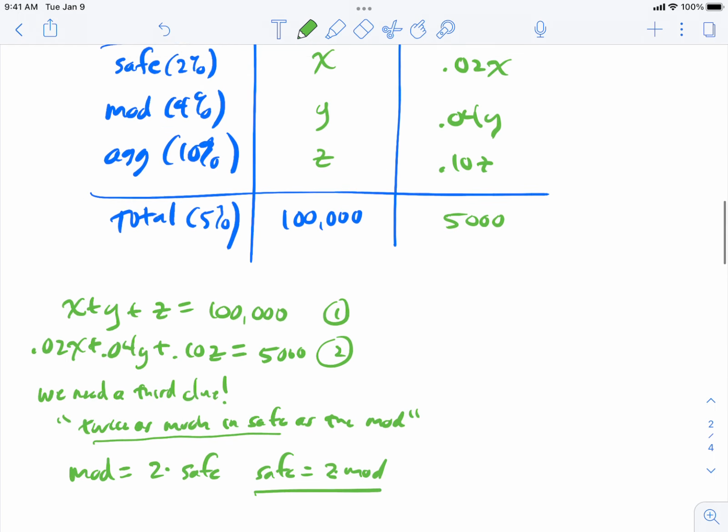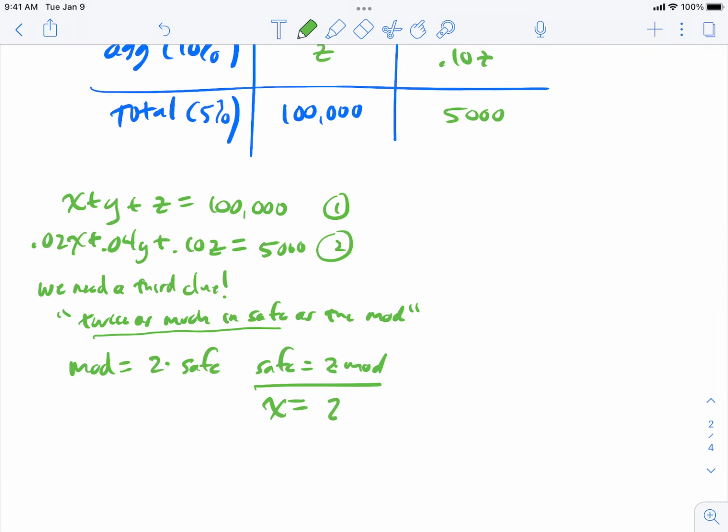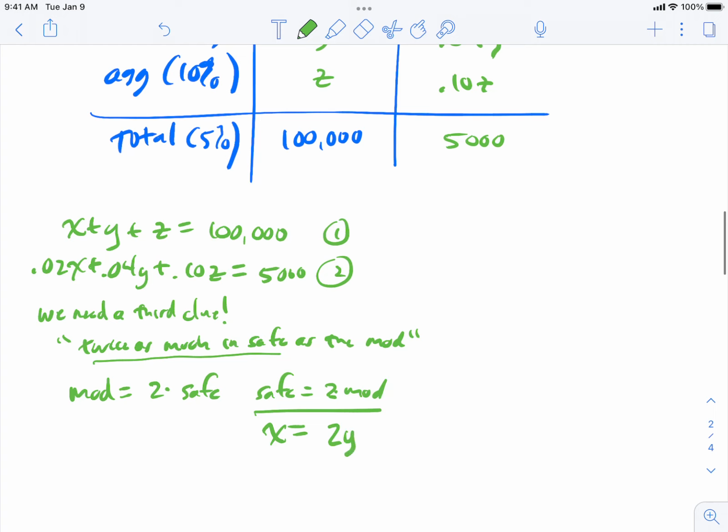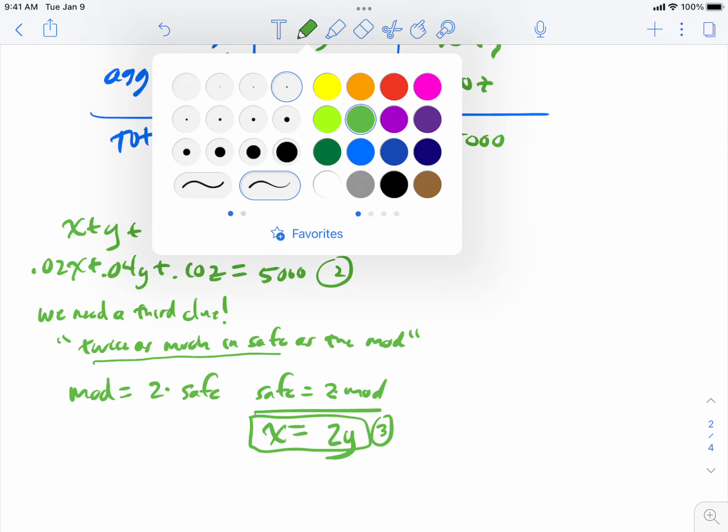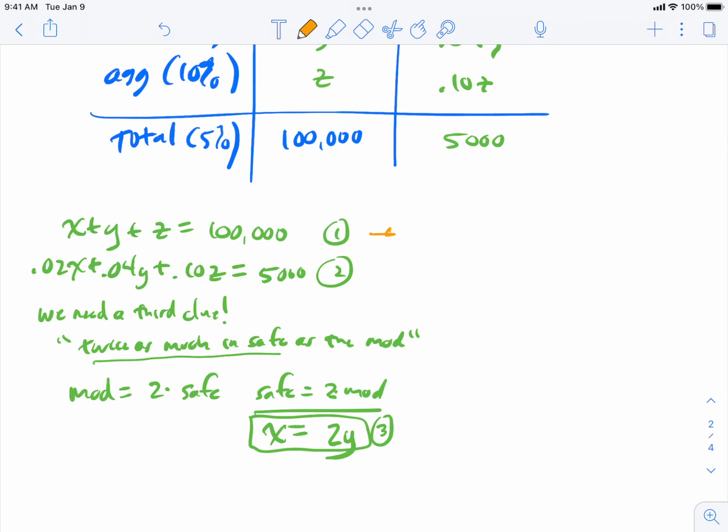Now let's go back to x, y's, and z's. The safe is the x, 2 times the moderate, which was the y. So this becomes our third equation. We got 3 equations. We can start to solve. Once more, this one's kind of begging me to do substitution method. X is 2y, so let me put that in here. Plus y plus z equals 100,000. And then this x is just 2y, so 0.02 times 2y plus 0.04y plus 0.10z is equal to 5,000.